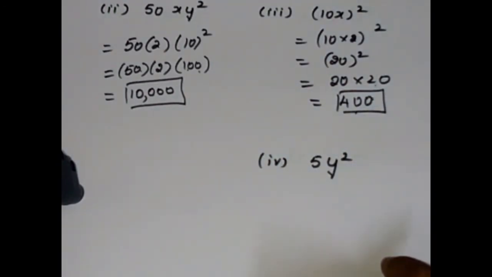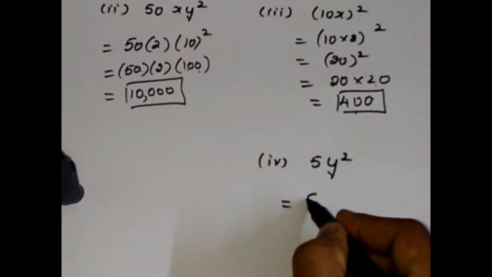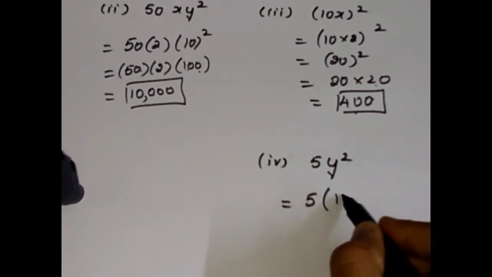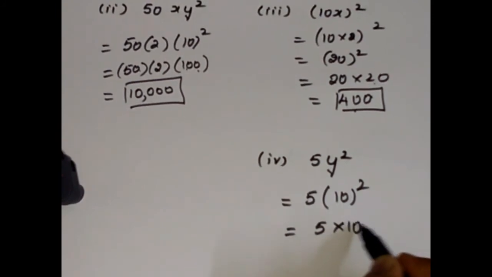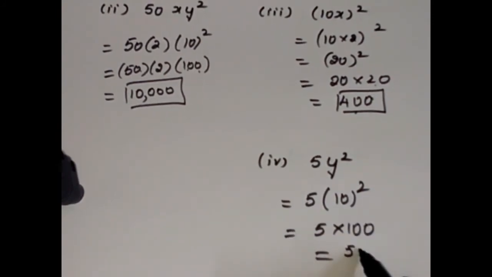Next, 5y square. 5, y value is 10 whole square. So 5 into 100, the solution is 500. So this is the solution for 17th main. Next we have 18th main. Copy the questions carefully. Try to solve it by yourself once. We have 3 sub-questions.